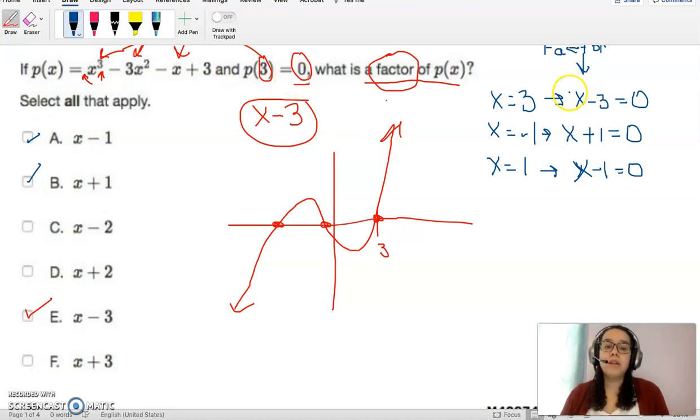You have to put it in factor form. Otherwise, you're going to get incorrect answers. Instead of -3, maybe you would have put +3. So you want to be careful with that. You want to make sure it's in factor form.